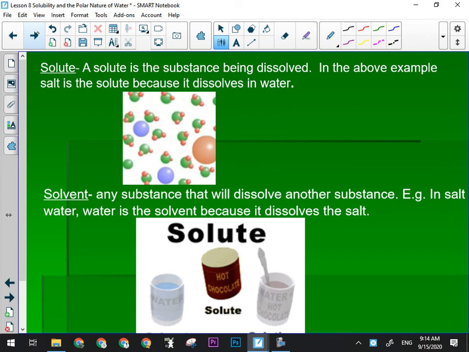Now, solute is the substance that is being dissolved. If we're making coffee and you're adding creamer and sugar or whatever, all of that stuff is a solute. You're getting it to dissolve in the water. Even, to an extent, the coffee is a solution. As you run the hot water through the grounds, some of the grounds dissolve. Do you still have some grounds at the bottom of the cup?